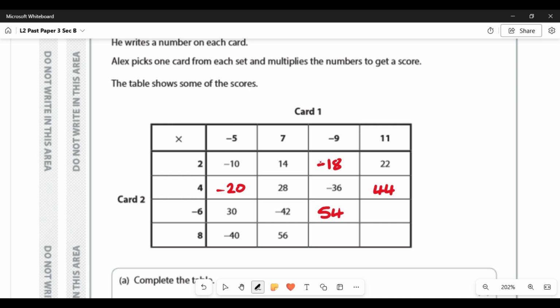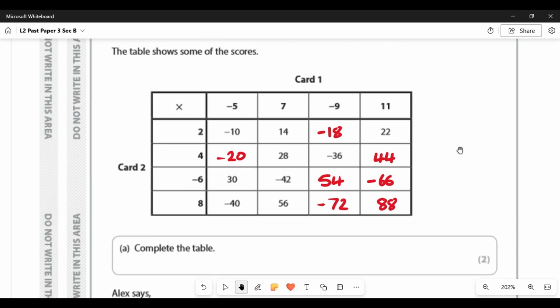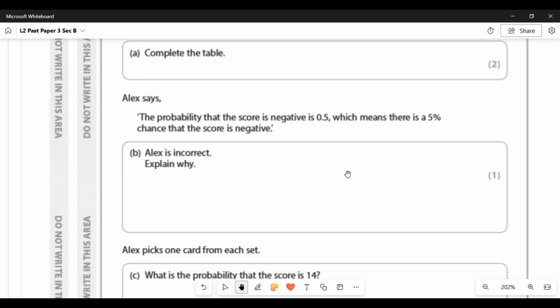-6 times -9, so minus times a minus gives me positive. 6 times 9 is 54. 11 times -6, that's -66 for that one. -9 times 8, that's -72. And 11 times 8, that is 88. That goes there. Yep, so as long as you fill in the blanks, you should get these answers, and that'll get you 2 marks.